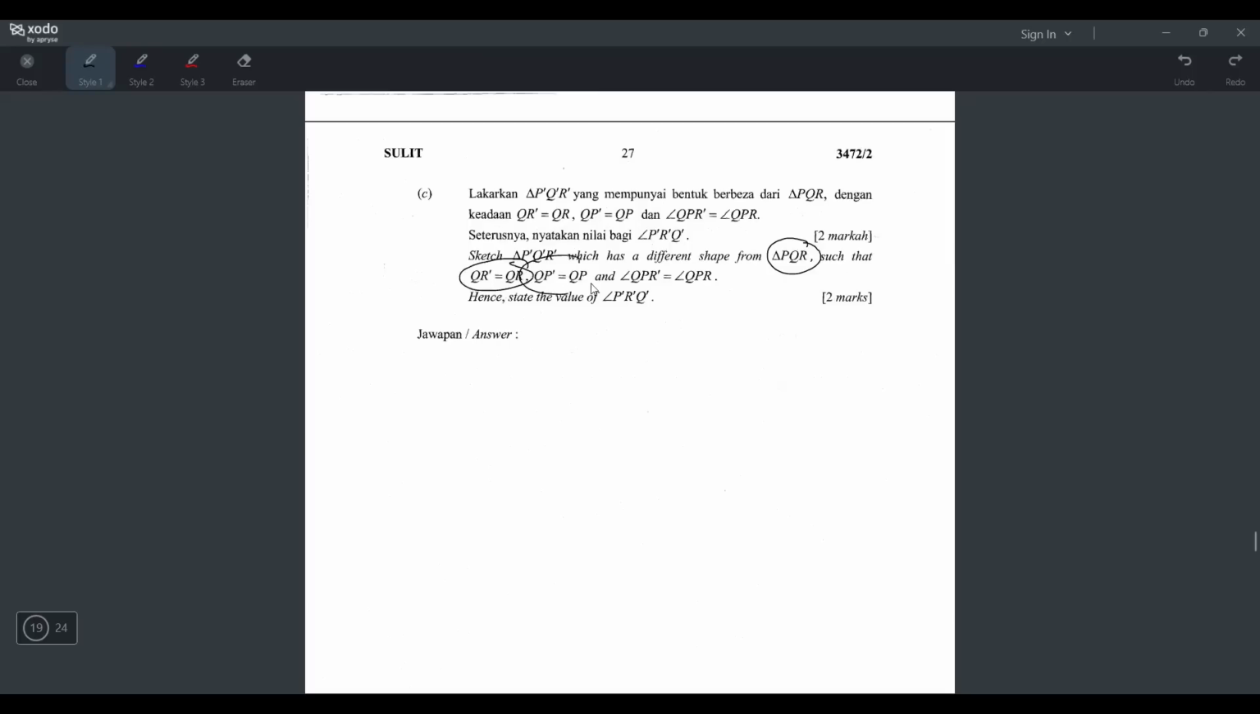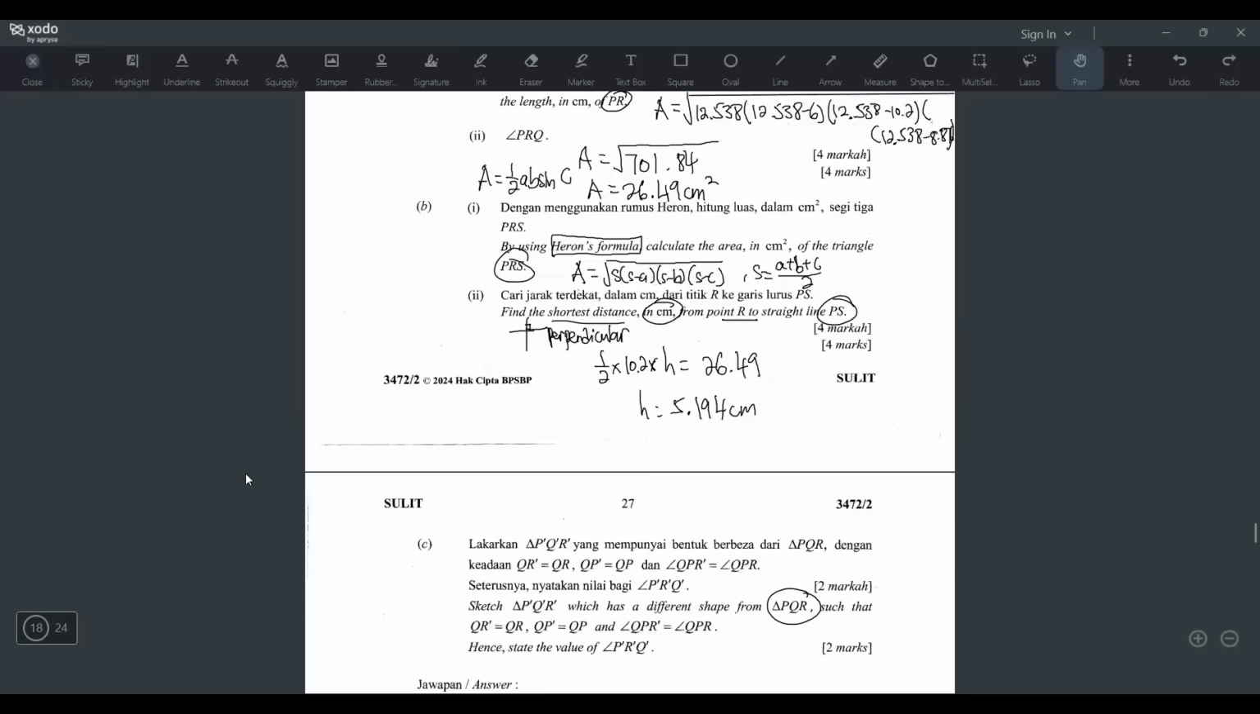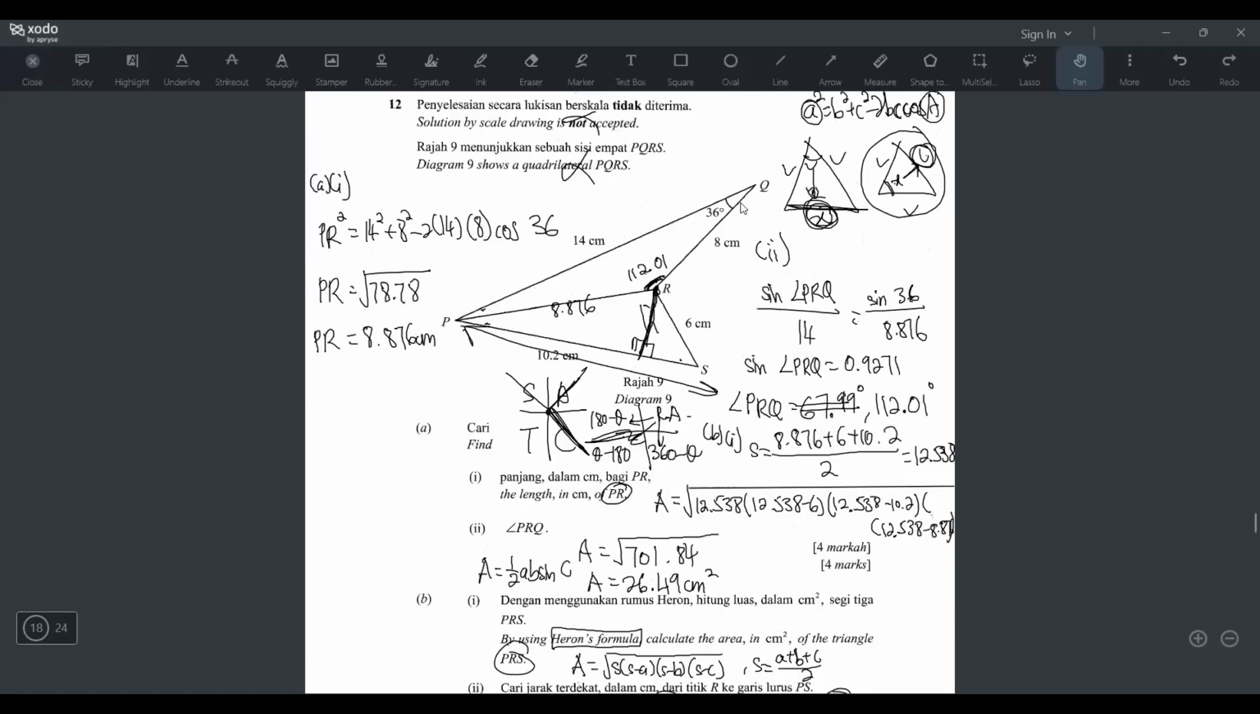It means they want the distance to be fixed. The distance they don't want to change. And then the angle here also, they don't want you to change the angle. The angle QP'R' must stay the same. And then hence take the value of angle P'R'Q'. Okay, let's sketch first. So the ambiguous case happened at PQR. So let's go to PQR and draw out this triangle.